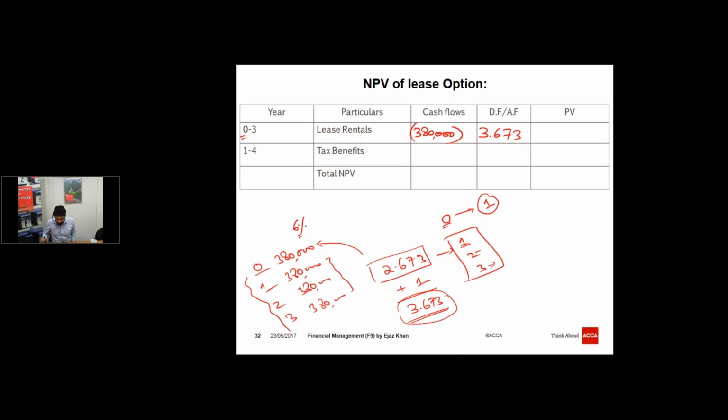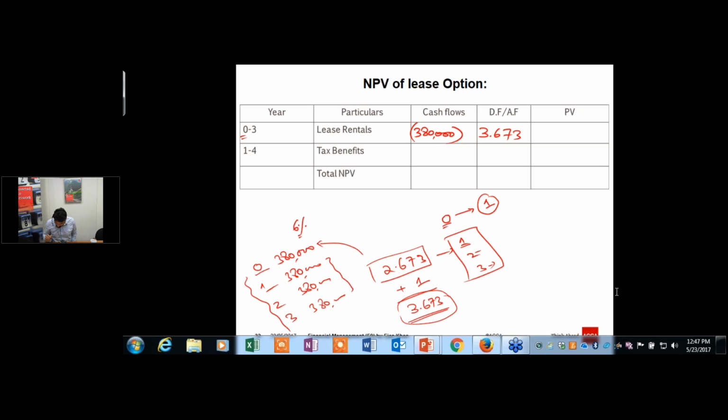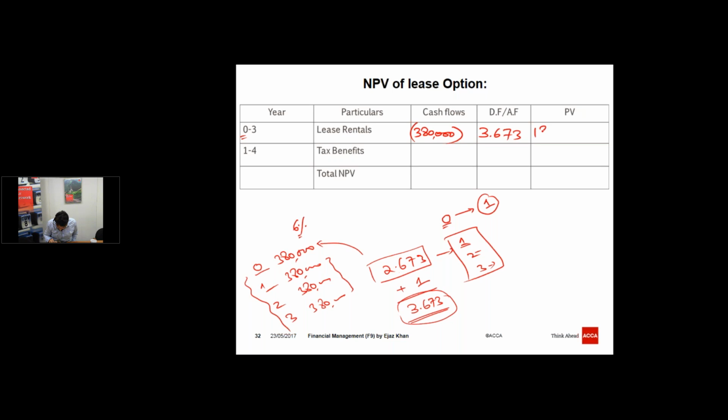So just multiply 3.673 with 380,000. We'll get the present value of the cash flows that start from 0 and end at year 3. So what's the present value? 13,95,740. Okay, thank you. This is negative, so we'll write it in brackets. Yes, the sum of all the discount factors is called the annuity factor.